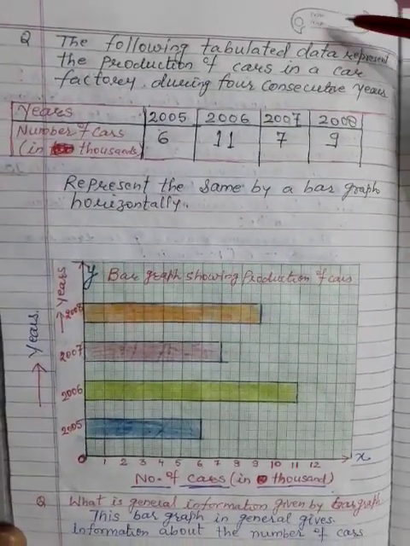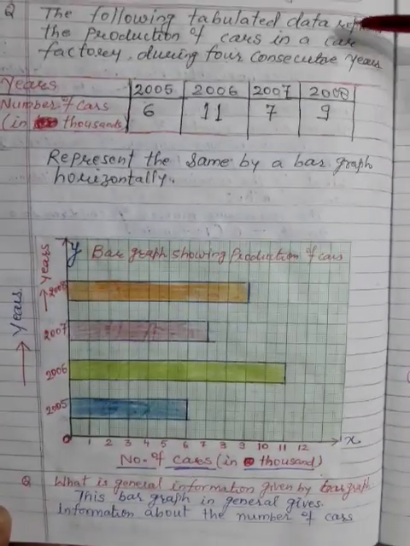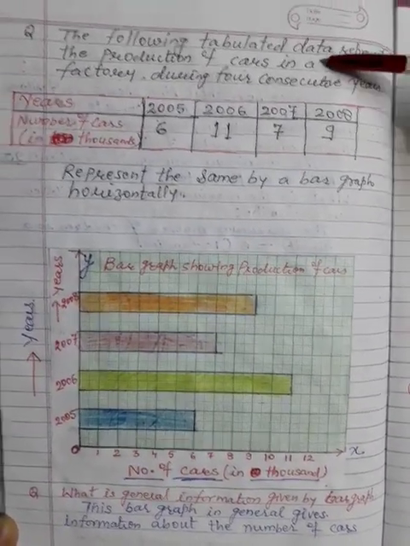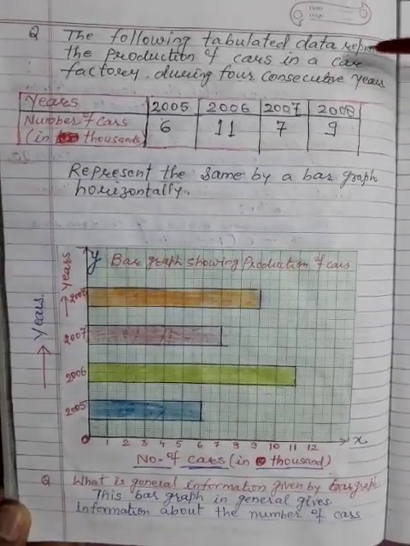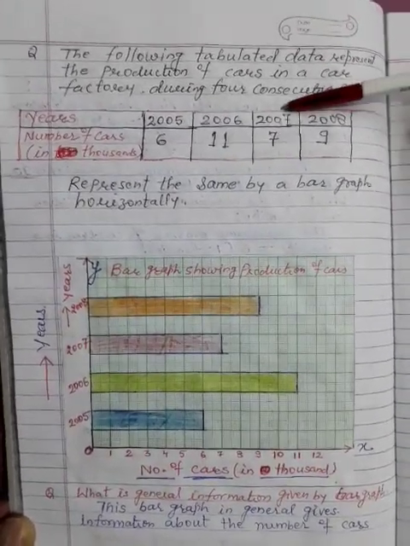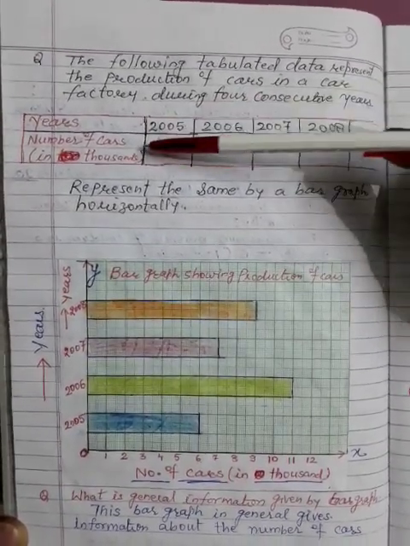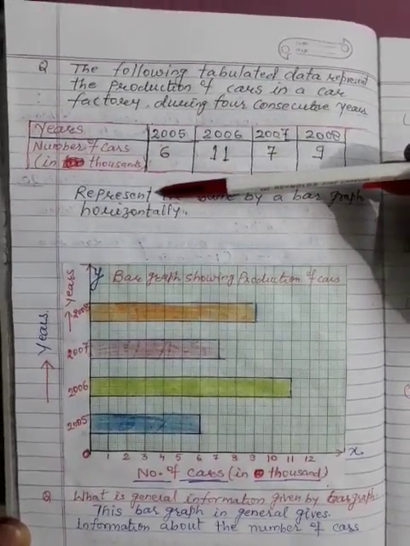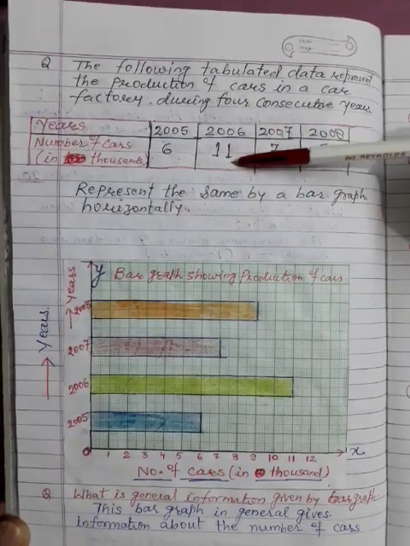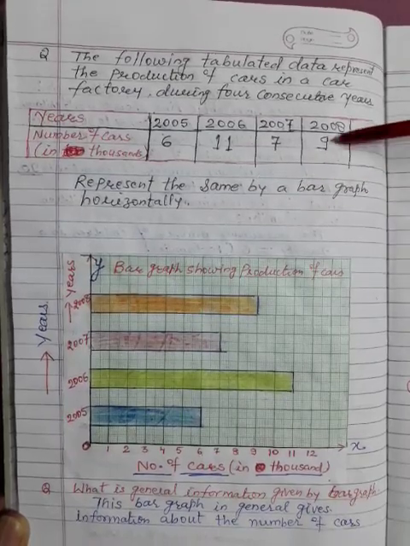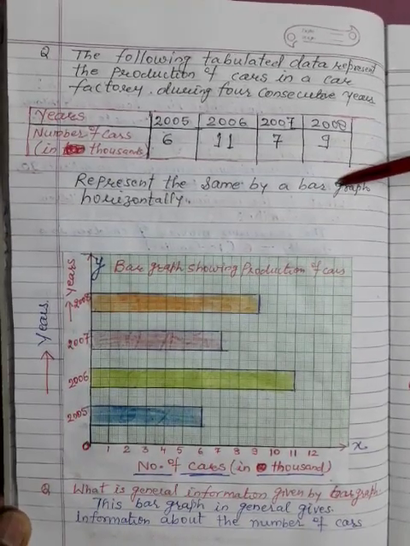Now another question. The following tabulated data represents the production of cars in a car factory during 4 consecutive years: 2008, 2007, 2006, 2005. This column is for the years, and this is the number of cars in thousands: 6 into 1000, 11 into 1000, 7 into 1000, 9 into 1000. Represent the same by a horizontal bar graph.